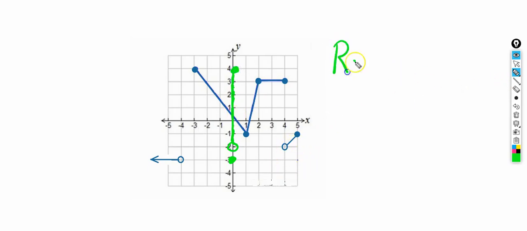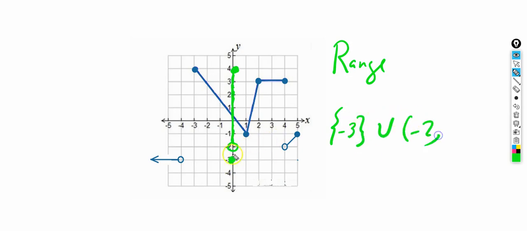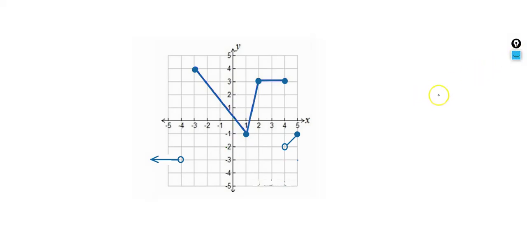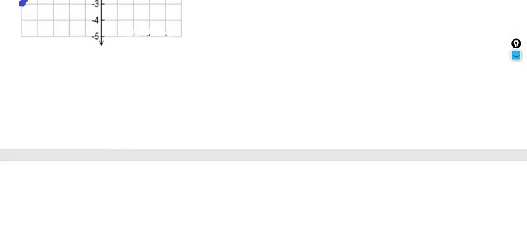So my range, bottom to top, so it's at -3, and then we go from the open interval, -2, and close it up at 4. That's the range for this one. Okay, and I think I might have done one more. Let's see.